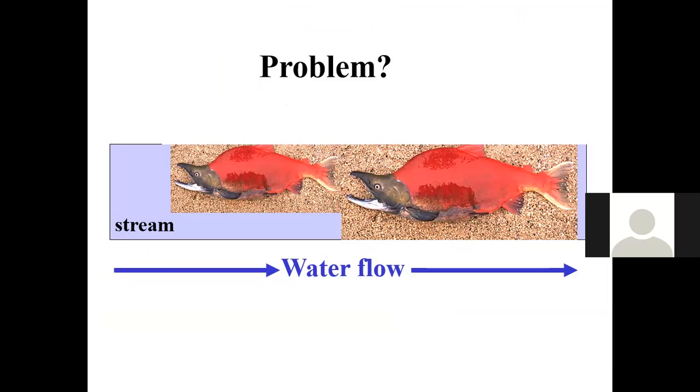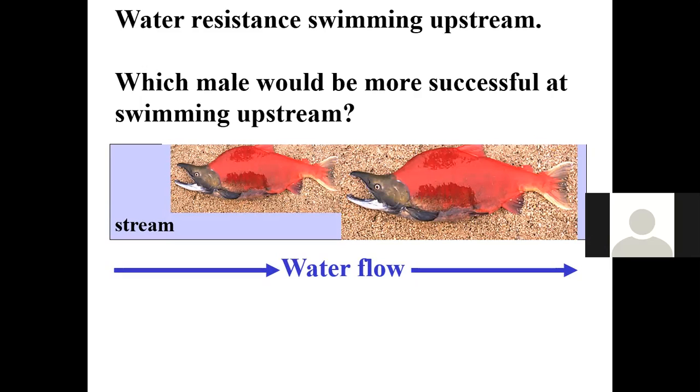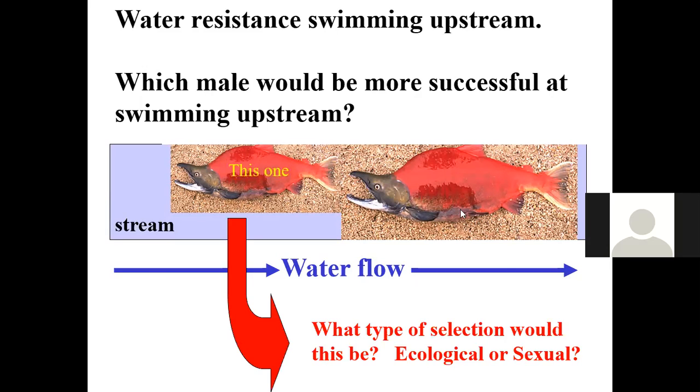Yes. Okay. Which one is likely to survive? Which male's most likely to be successful for swimming upstream? This male, the first male, or the second male? The first. The first one. So there would be a problem. So stick with me. You're still on the hook. Is this ecological selection or sexual selection? Swimming up the stream. Ecological? Yeah, absolutely. It's just the environment.